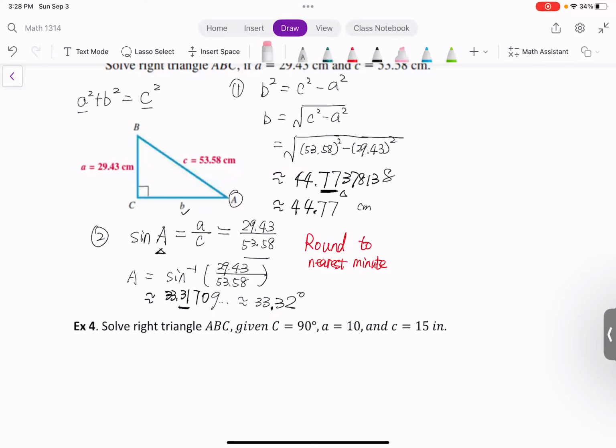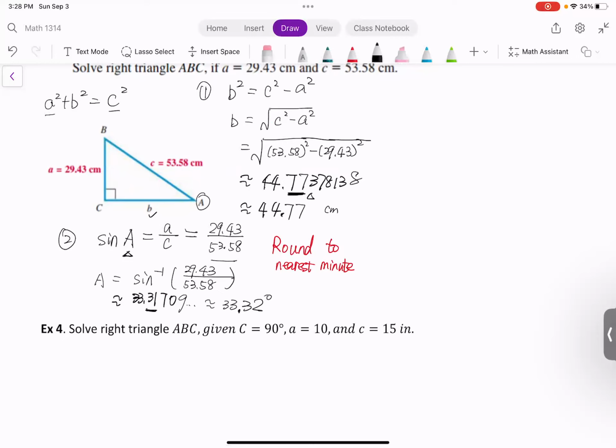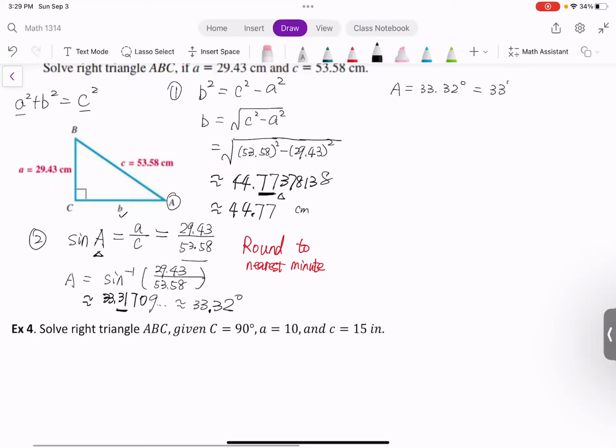So we know that we can separate the 33 and the 0.32. So let's move the solution here. So the angle A equals 33.32 degrees. And this one equals 33 degrees plus 0.32 degrees. And then let's continue. 33 degrees, this is a degree, but 0.32 converted to minutes, 0.32, I need to multiply by 60.